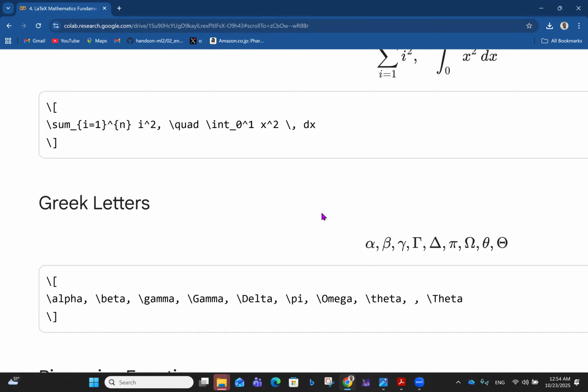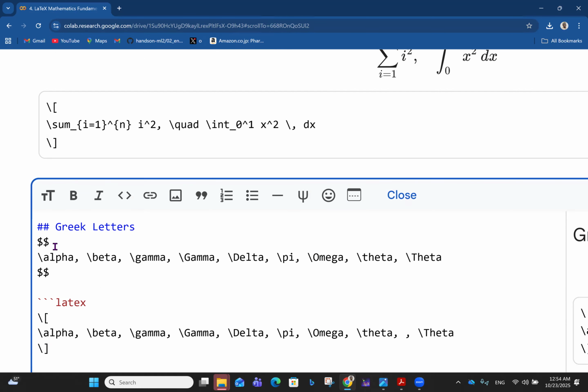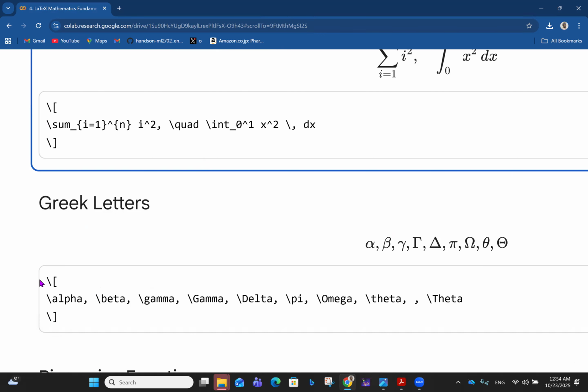Then you can work with Greek letters. So alpha, beta, gamma, delta, and all the rest of them like that. You can see this is me using double dollar sign here, and the same can be done using backslash open square bracket, backslash close square bracket. So this is alpha, this is beta, small letter, this is gamma, small letter, this is gamma, capital letter, this is delta, big letter, this is pi, this is omega, this is theta, small letter, and this is theta, big letter.